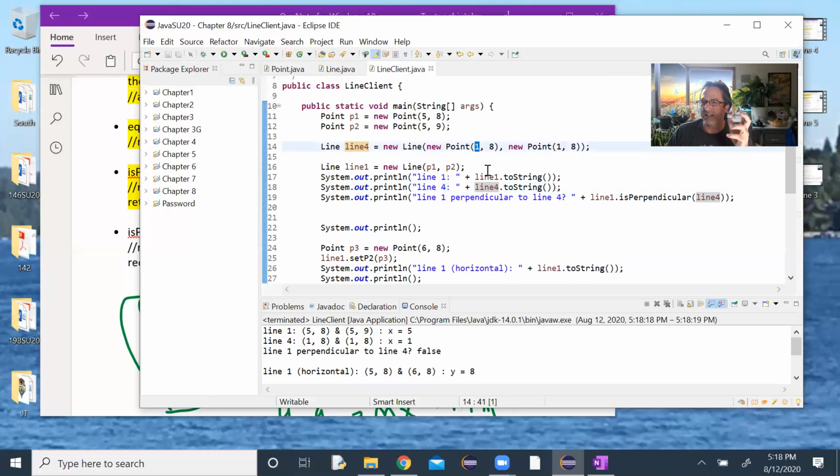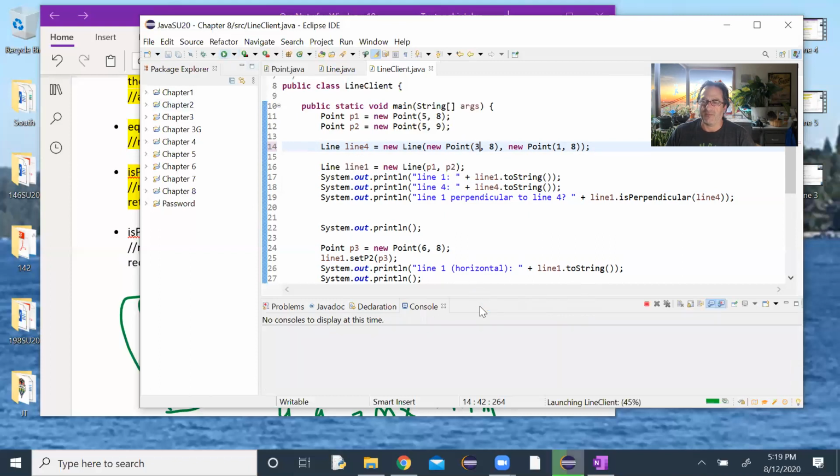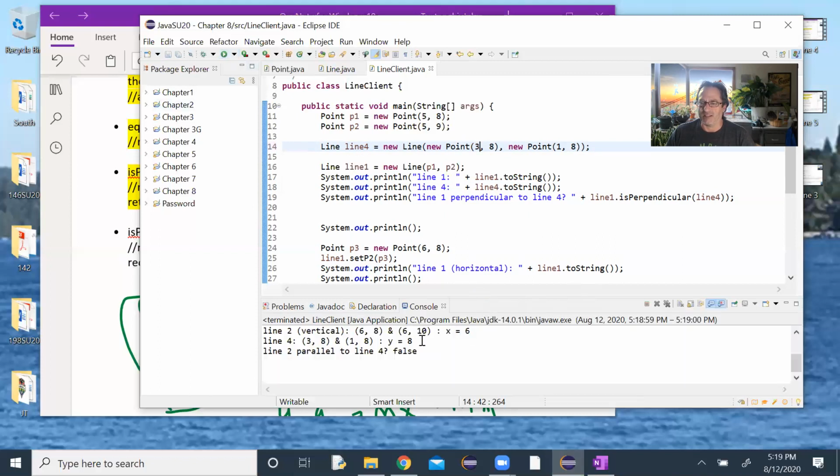So it is calling them not perpendicular because, I don't know why, but this needs to not be the same point. Let's make that a 3, 8. And again, see how that print statement sort of helped me understand what was going on there. It thinks that's a vertical line, when it's actually a horizontal line. So now line 1 perpendicular to line 4, true.